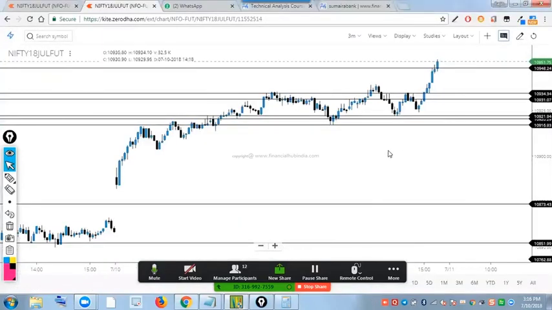Now what to do? Now we'll be looking for a breakout above this level, 948, if we get it. And we can carry these positions. If we get a breakout move above this, then we can carry this position for tomorrow as well.